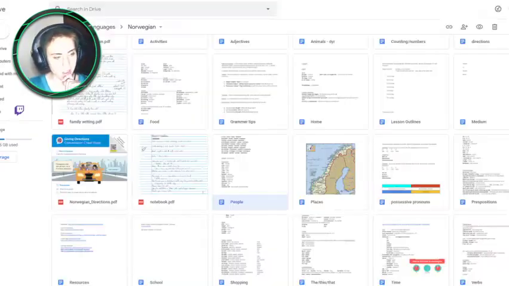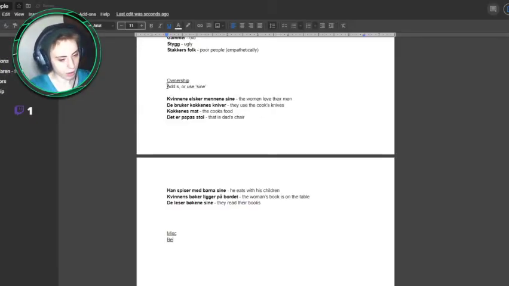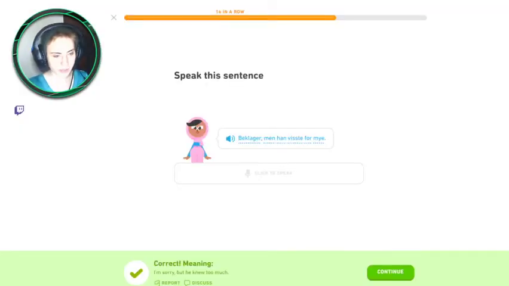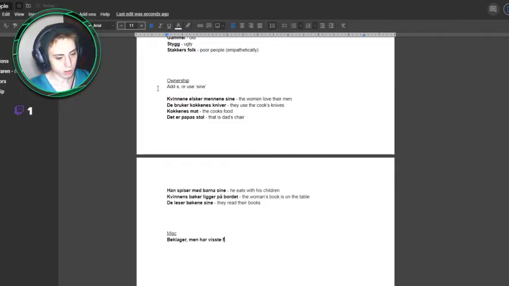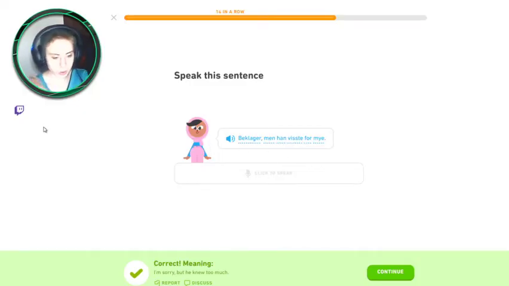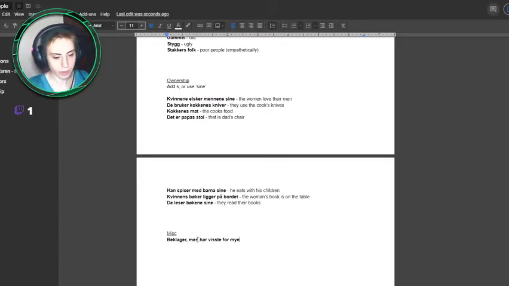Beklager, men jeg visste for mye. No, not bold, not underline. Beklager, men. The only thing that separates men from but is one N. Beklager, men visste for mye. So for mye, too much. Visste, he knew. Men han. No, not han. He. Sorry, but he knew too much.